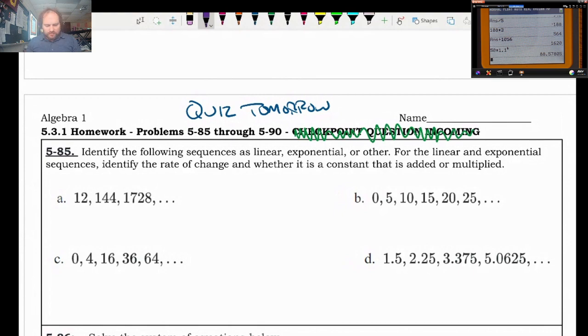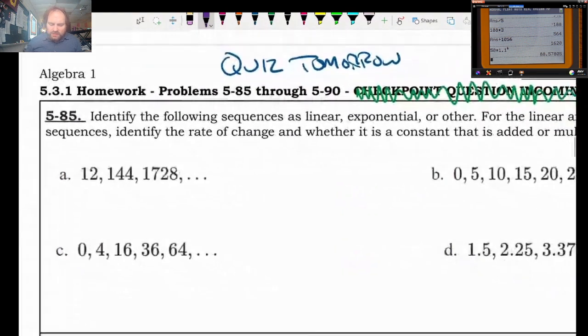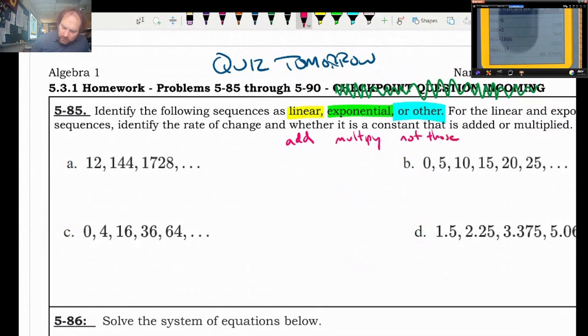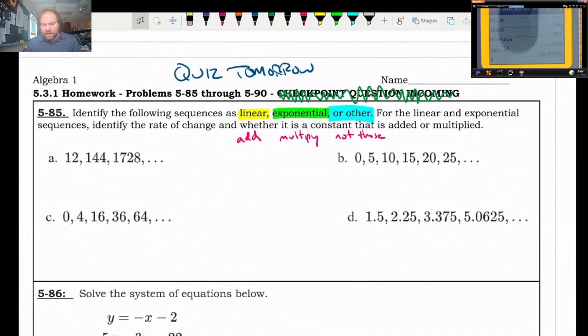585 is asking us to identify the following sequences as linear, exponential, or other. Linear would be ones that add. Exponential would be ones that multiply. And other would be not either of those. So, for the linear and exponential sequences, we have to identify the rate of change and whether it is a constant that is added or multiplied.